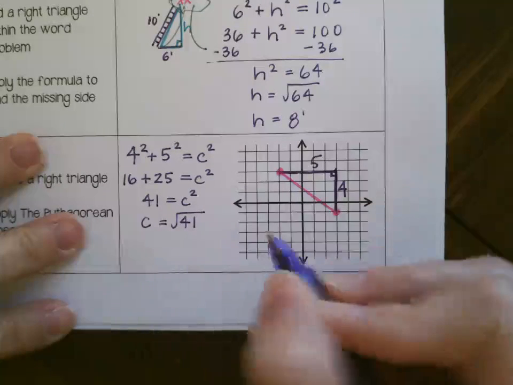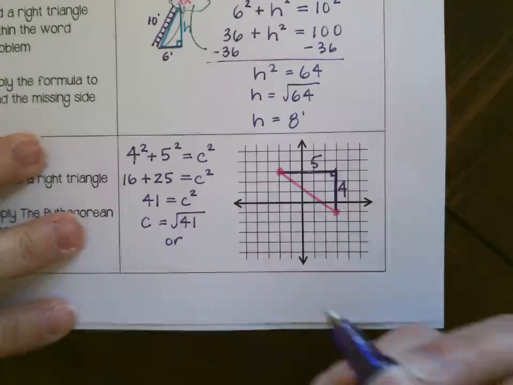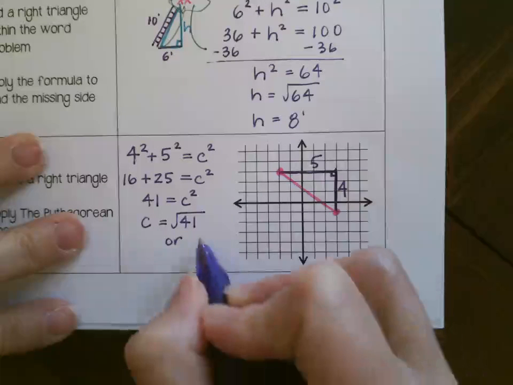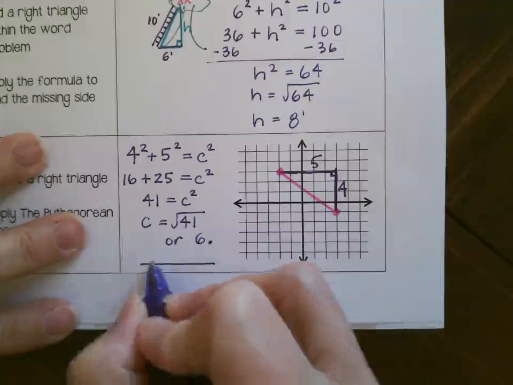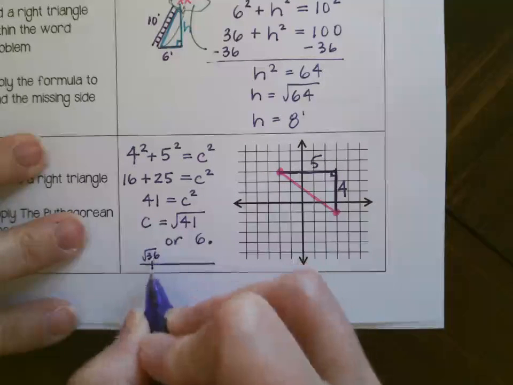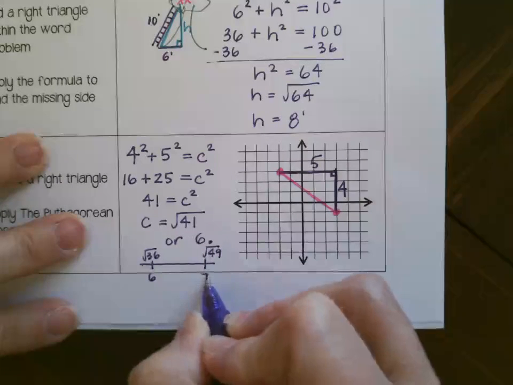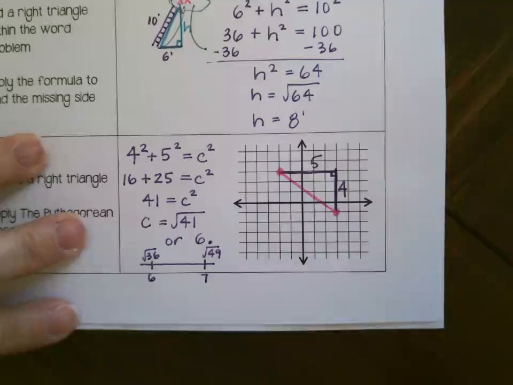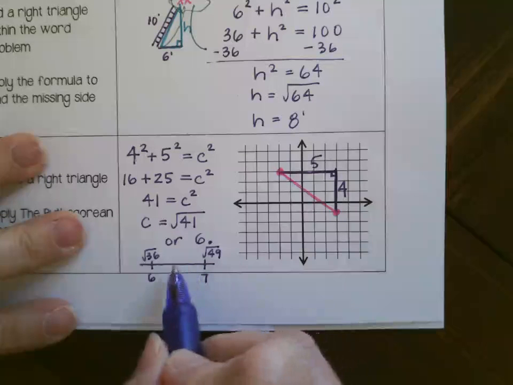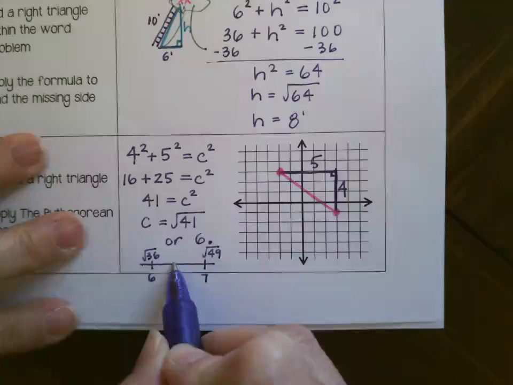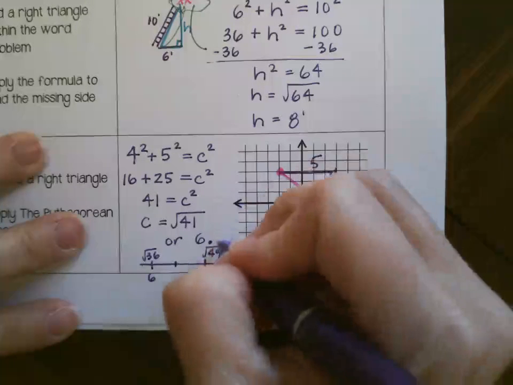And again, I could leave that as my answer if square root was an option, or I can estimate it. So if I think about 41, I know it's going to be 6 point something, and I know that because the square root of 36 would be 6, and the square root of 49 would be 7, and the square root of 41 is somewhere in the middle of those two. Let's see, if I had to place 41 on here, 41 is a little bit closer to 36 than it is to 49. So I might say 6.4.